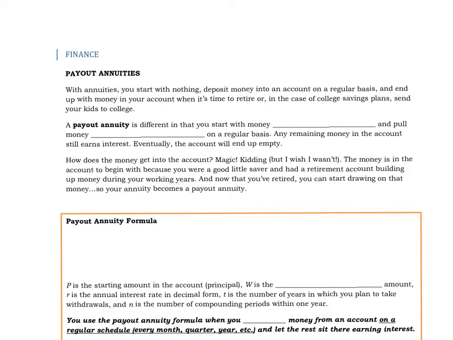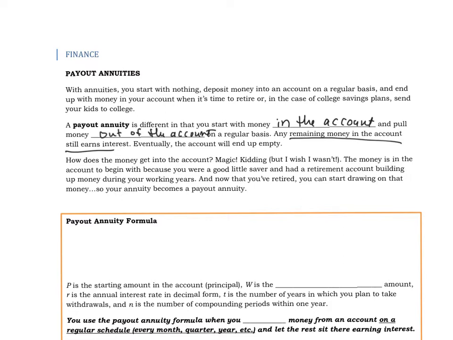So a payout annuity is different in that you start with money in the account, and this time you're going to pull money out of the account on a regular basis. Any remaining money in the account still earns interest, and that's kind of a nice feature here. Eventually the account will end up empty.